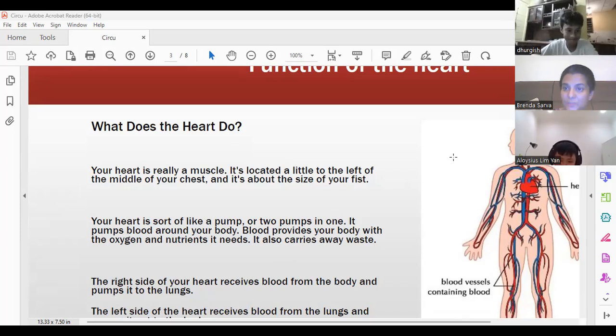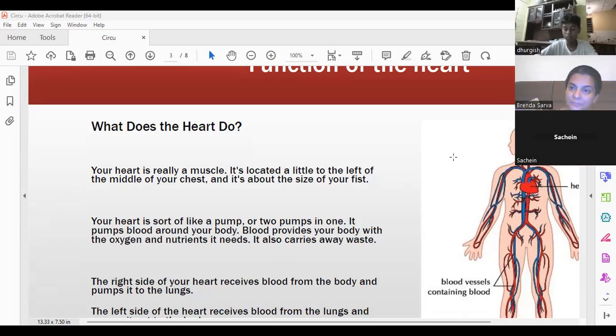Durgesh, what does the heart work like? The heart is like a what? He just read it, it's in front of you. The heart is like a pump. Very good.